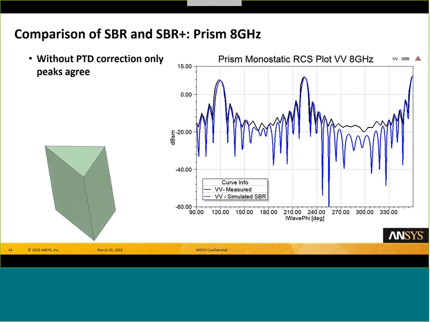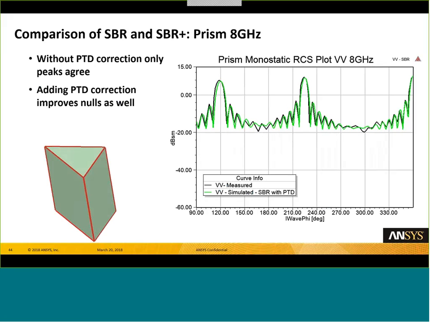So if we can just look at a comparison here, we go back to our metallic prism. And if we run the SBR simulation without PTD correction on, we can see that we get really good agreement up at the peaks, but there's lots of room for improvement down at the nulls. So when we add PTD correction to this problem, it's dramatically cleaned up. And we can see those nulls are really back in agreement as well.